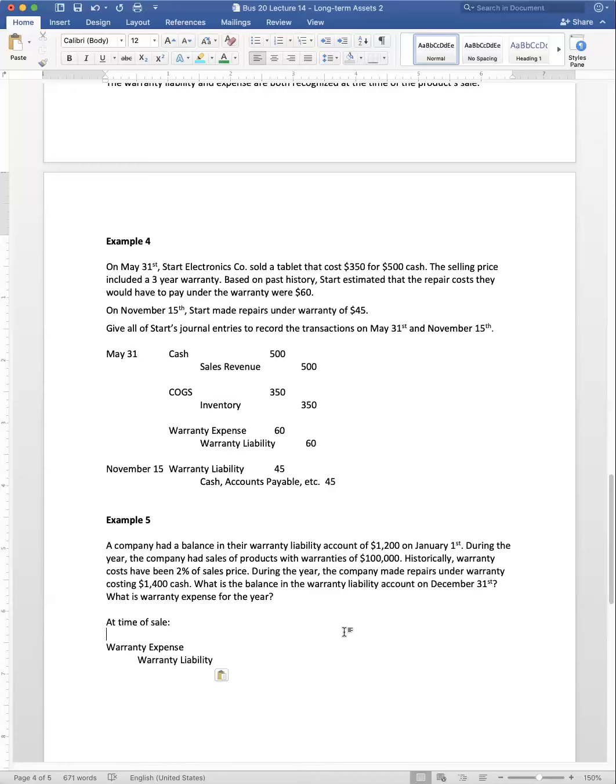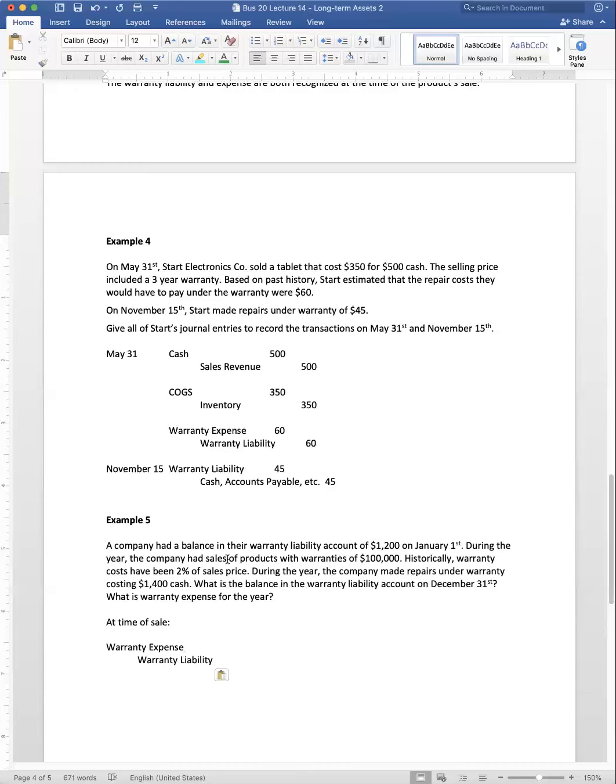If I have an iPhone and it has more memory with it, well, then it's going to be more expensive, and therefore my percentage estimate of warranty cost is going to be more as well. So it's just a convenient way to do it, and this is what you'll see most real companies doing.